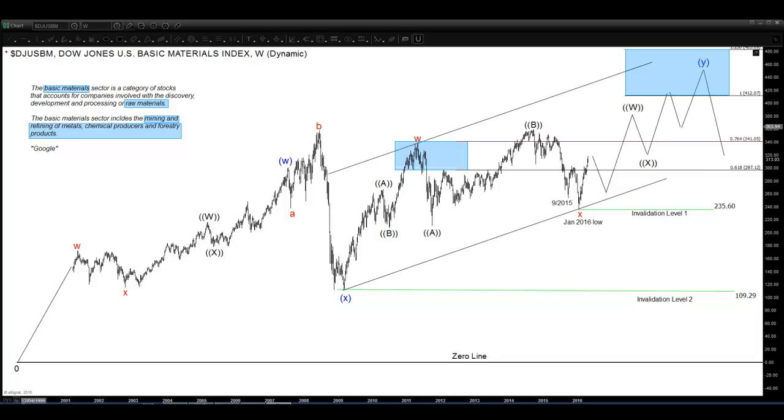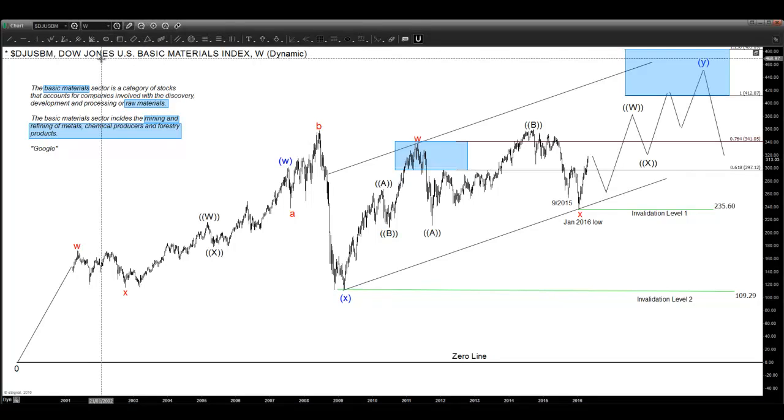Today we're going to take a look at the Dow Jones US Basic Materials Index. In case you are not aware of what it is, it's basically one of the sub-indices inside the Dow Jones, that you know as the Dow Jones Industrial Average. So it's an average of all these sub-indices.